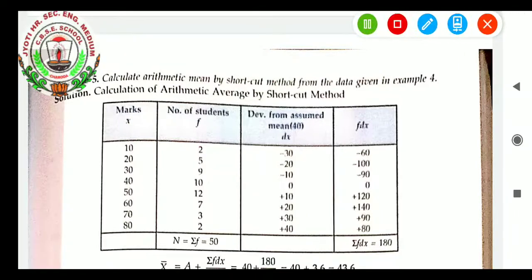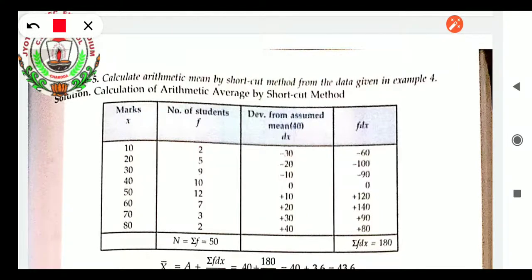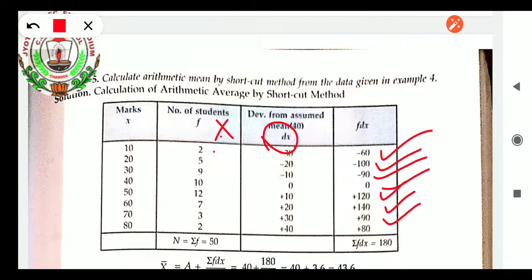Now the dx you got will be multiplied by f. Earlier, in the direct method, what we were doing was x into f, but now we will not do x into f. What we will do is f into dx. 2 into minus 30, minus 60. 5 into minus 20, minus 100. 9 into minus 10, minus 90. 10 into 0, 0. 12 into 10, 120. 7 into 20, 140. 3 into 30, 90. 2 into 40, 80. I think now things are getting clear.